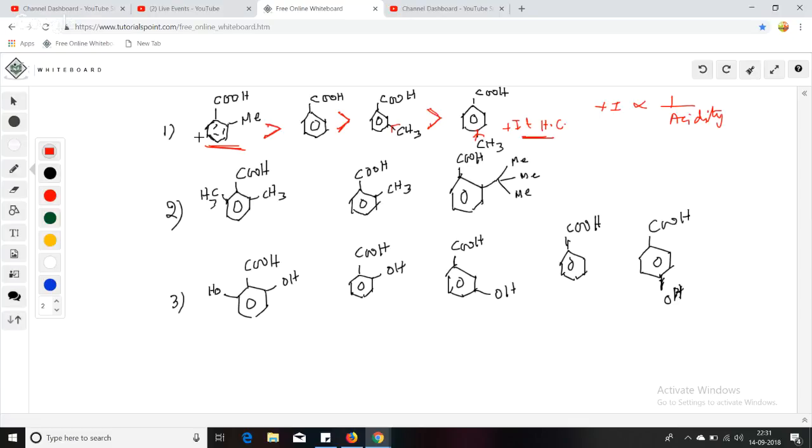Okay, so the net order of this is this only. Now the second question, obviously we have the ortho effect. In these two, if you compare, which one will have more ortho effect? Obviously this, because here we have a larger group, so repulsion will be more, more steric hindrance. And here we have steric hindrance present on both sides, so here we have maximum ortho effect. First one is this, then this, and then the third one is this.